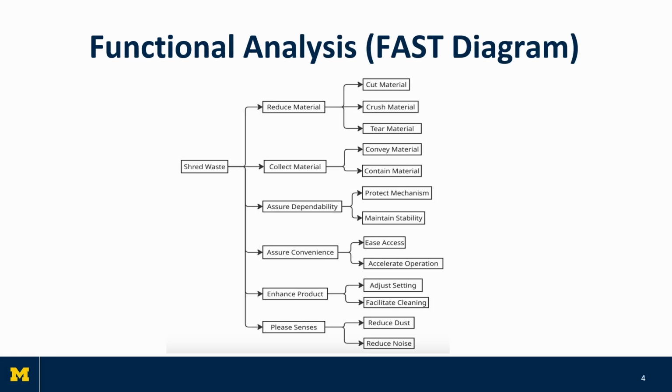This FAST diagram shows how the shredder achieves its main function, shred waste. The product reduces material by cutting, crushing, or tearing, and then collects and contains it. To ensure reliability, it protects the mechanism and maintains stability. Convenience functions like easier access and quicker operation are included, along with features that improve user experience, such as reducing dust and noise. Overall, it shows how each supporting function contributes to the primary function.